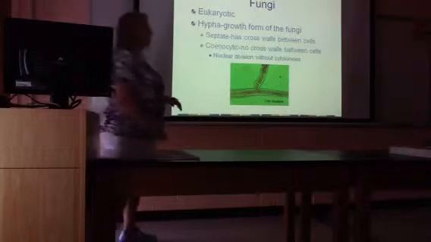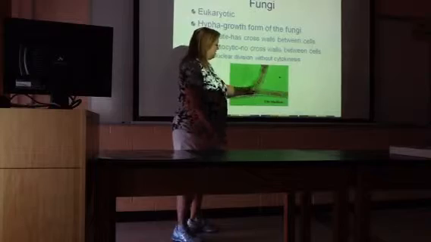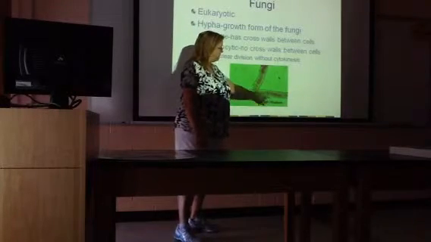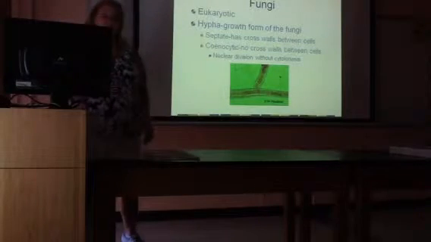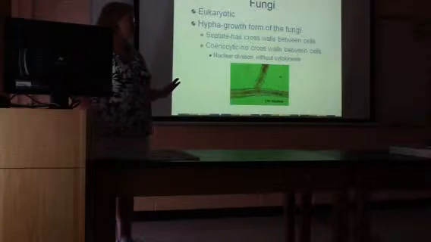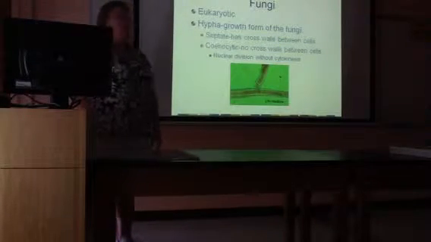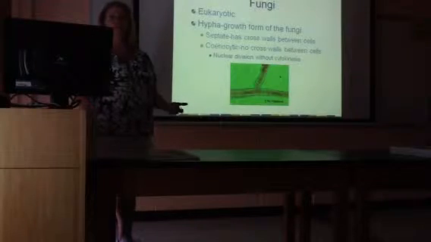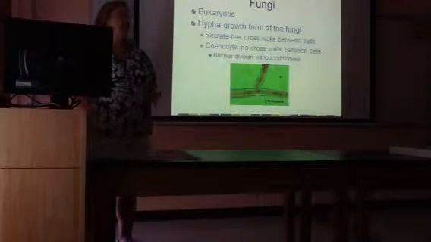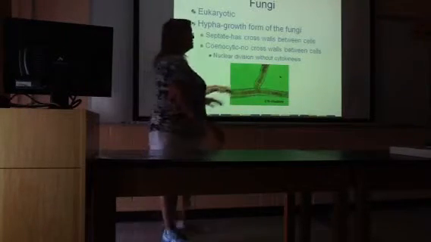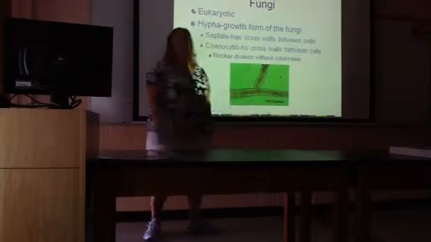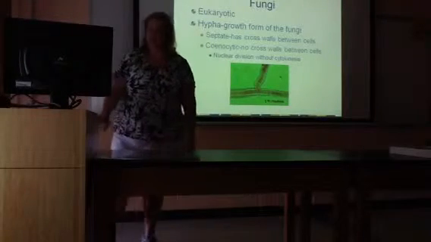Septate is when there are walls between the cells, like you can see right here and right there. Cell walls between the cells of the hypha. Cenocytic, there are no cell walls. For those of you that have had general biology, what that means is that mitosis happens, nuclear division, but no cytokinesis. The nucleus divides, but the cytoplasm doesn't. Cytokinesis is division of the cytoplasm, so that doesn't happen in a cenocytic hypha.